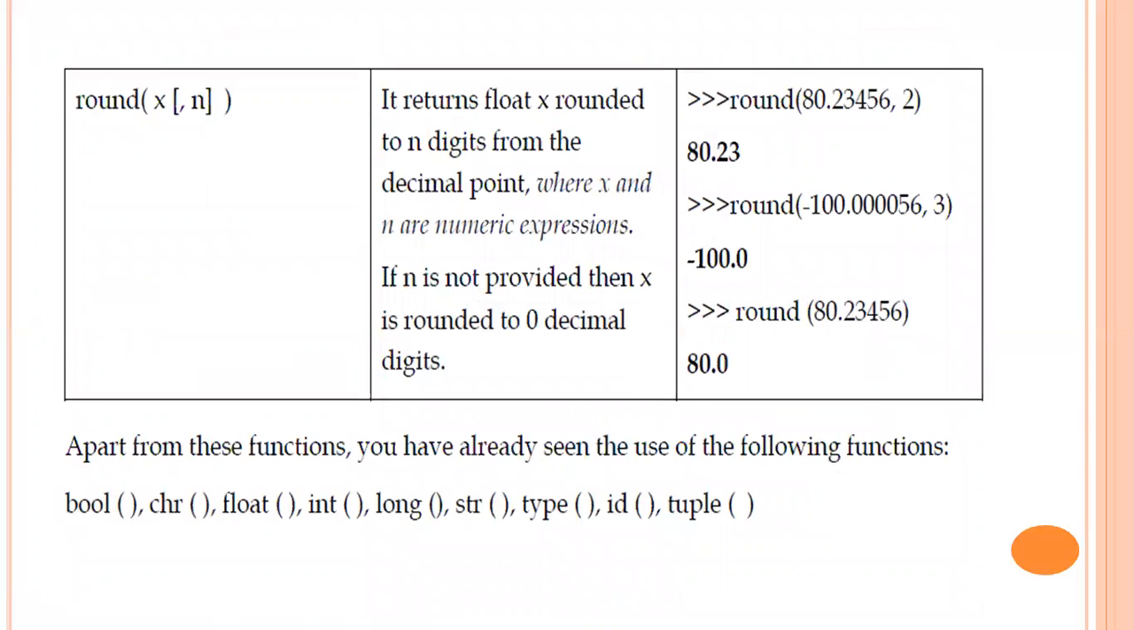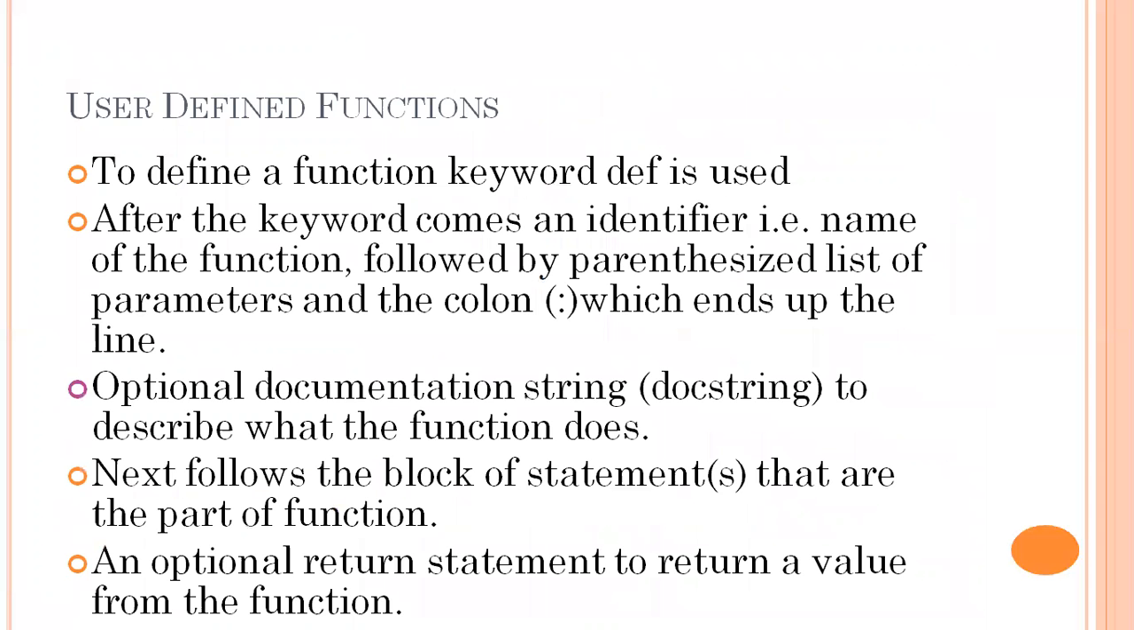Next is round. Round will round off up to the nth term. For example, round(80.23456, 2). It will round to the last two digits, that is 80.23, and so on. Apart from these functions, you have already seen the use of the following functions: bool means boolean, chr character, float, int, long, str, type, id, and tuple.